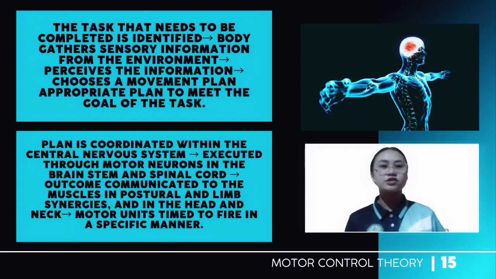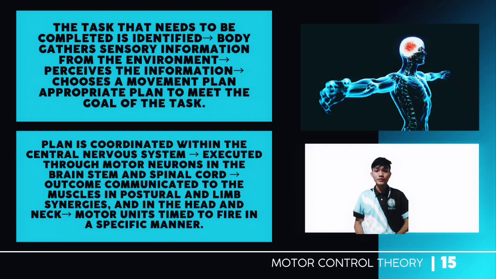The motor control functions in the following way. First, the task that needs to be completed is identified. Next, the body gathers sensory information from the environment, then perceives or understands the information. And last, it chooses a movement plan, an appropriate plan to meet the goal of the task. For example, you have a goal that you want to be physically fit, and in order to achieve that, you need to have a movement plan wherein you can follow and arrange a specific task that you need to perform.